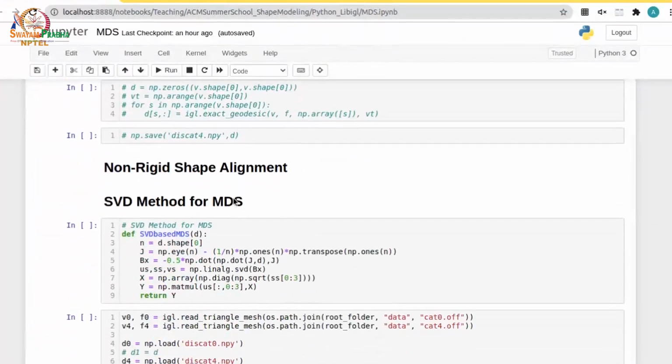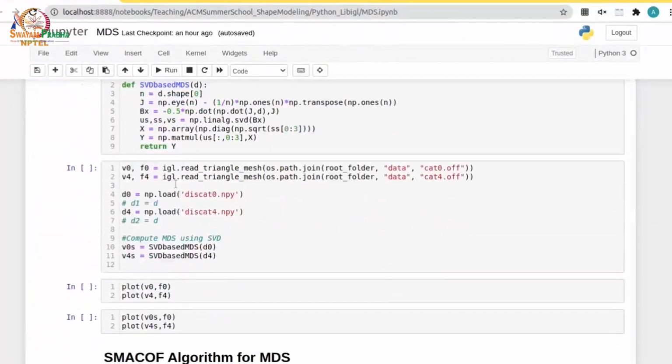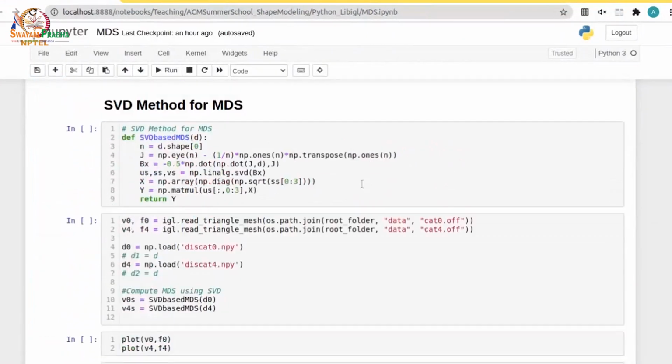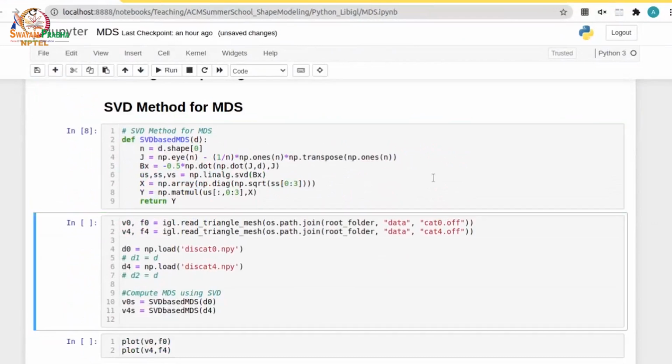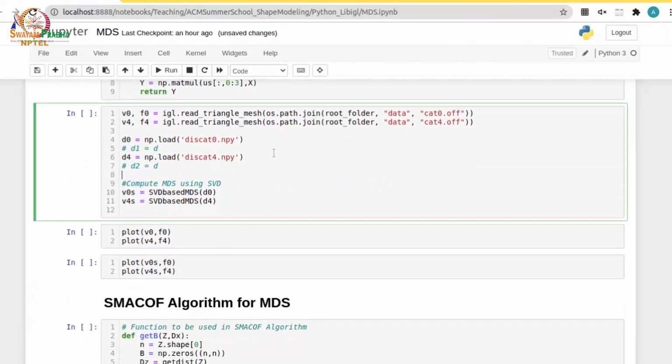So the first method we saw in the morning session is this SVD based method. Again, this is something you're supposed to fill in. I'm not going to discuss this. It's just 4-5 lines you can see. And then again, let's run. Here there's one thing you need: the distance between all pairs of points in the two meshes. That's going to take a long time to compute.